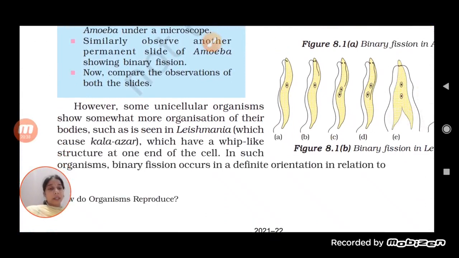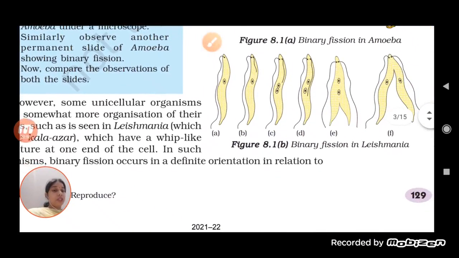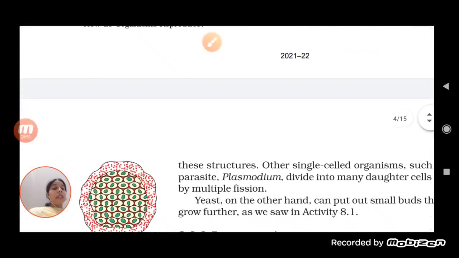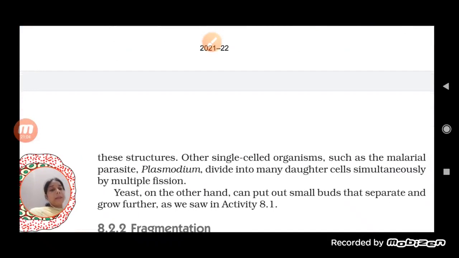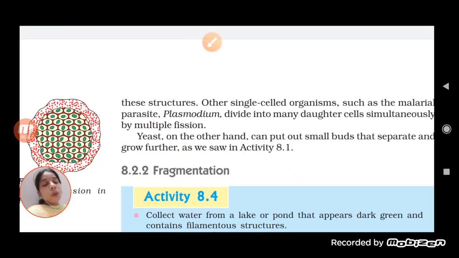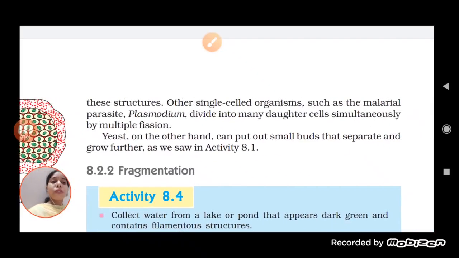However, some of the organisms have somewhat more organization of their bodies, such as seen in Leishmania, which causes Kala Azar, and which has a whip-like structure at one end of the cell. In such organisms, binary fission occurs in a definite orientation in relation to this structure. Other single-celled organisms include the malarial parasite Plasmodium. Yeast, on the other hand, can put out small buds that separate and grow further. So yeast produces small buds that get separated and grow further.